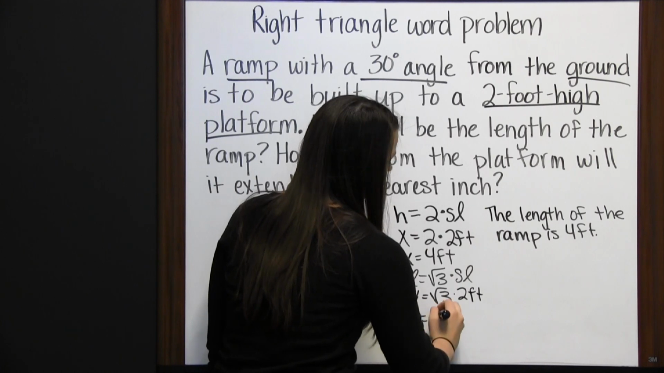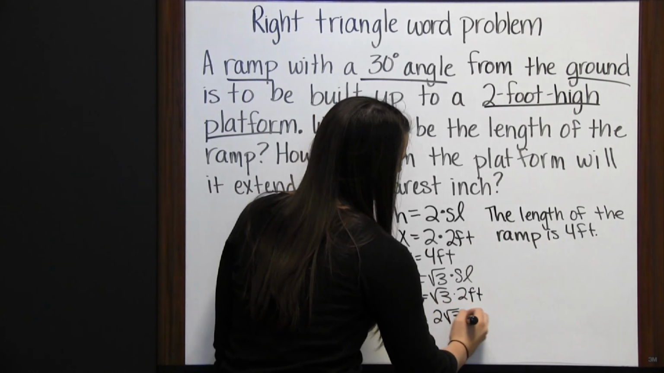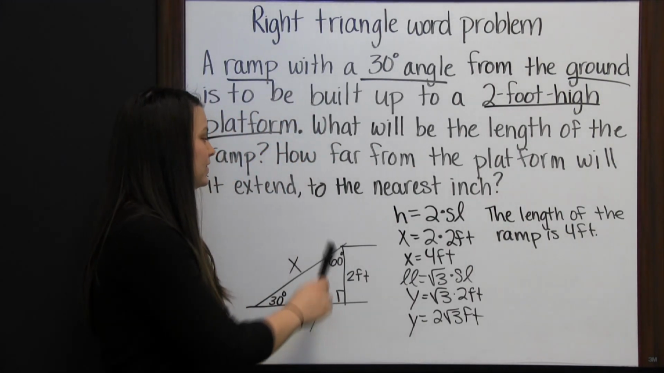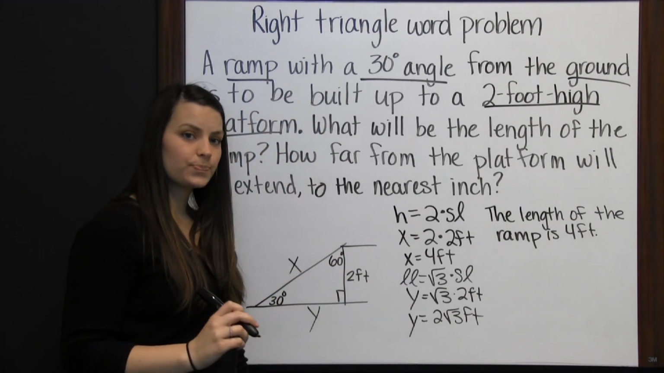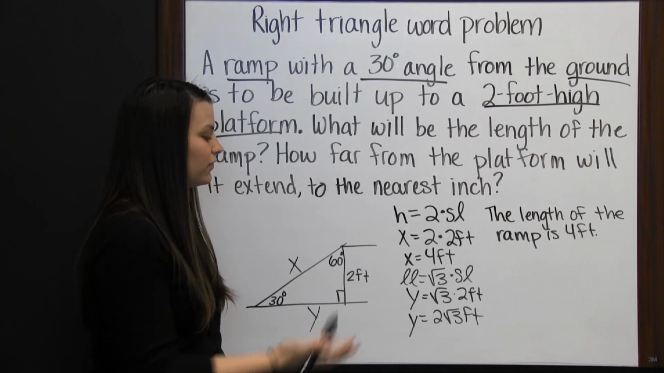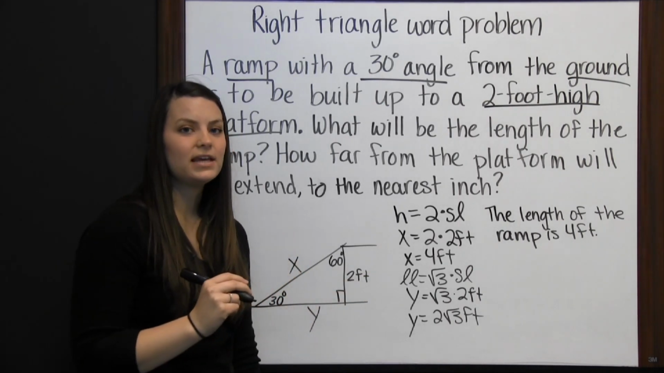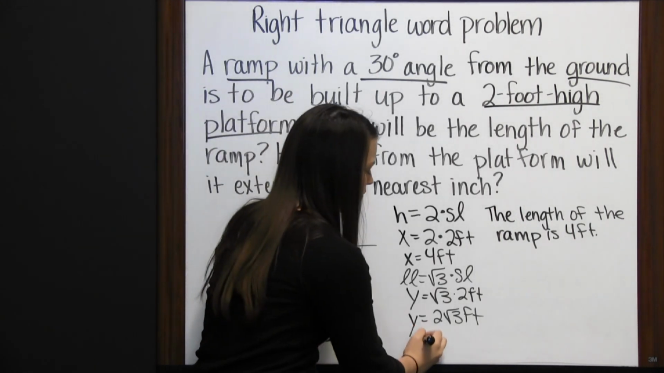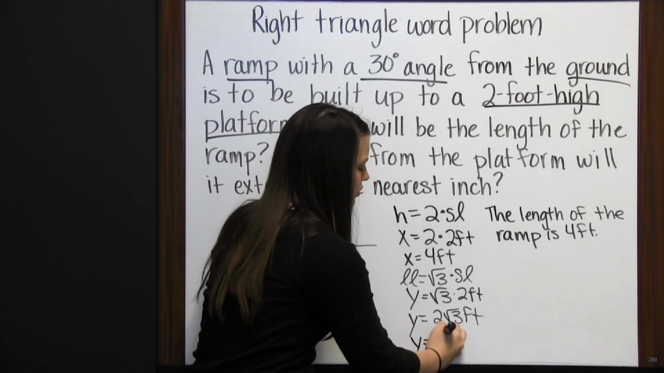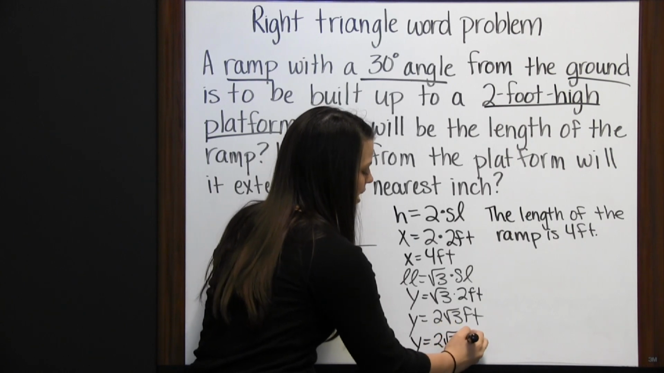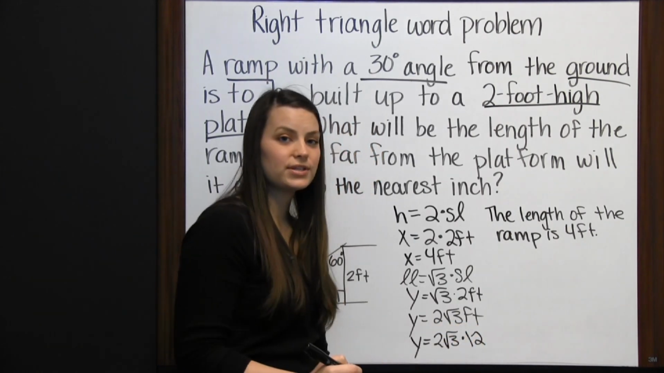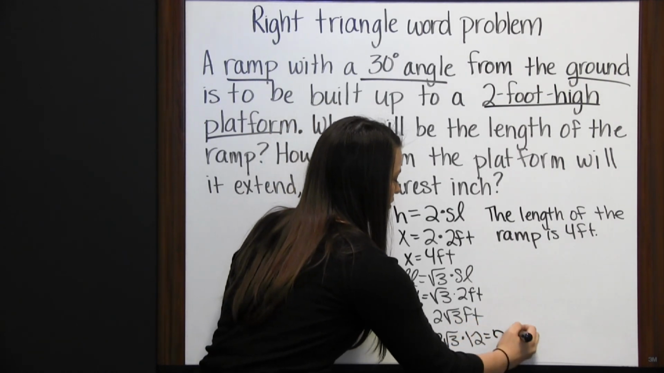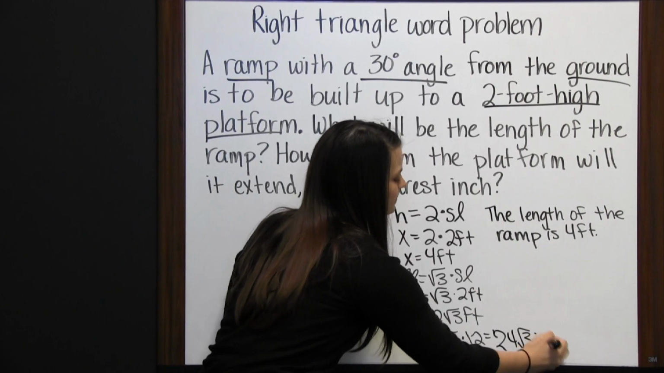So y is 2 square roots of 3 feet. They didn't ask us for the answer in feet, they asked to the nearest inch. So the first thing I'm going to do is convert 2 square roots of 3 feet into inches by multiplying by 12. So y is 2 square roots of 3 times 12, since there are 12 inches in 1 foot, which is 24 square roots of 3 inches.